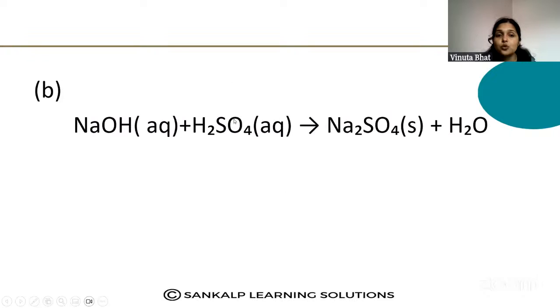Next question. Sodium hydroxide reacts with H2SO4, sulfuric acid, which forms sodium sulfate and water. So try to balance this reaction.